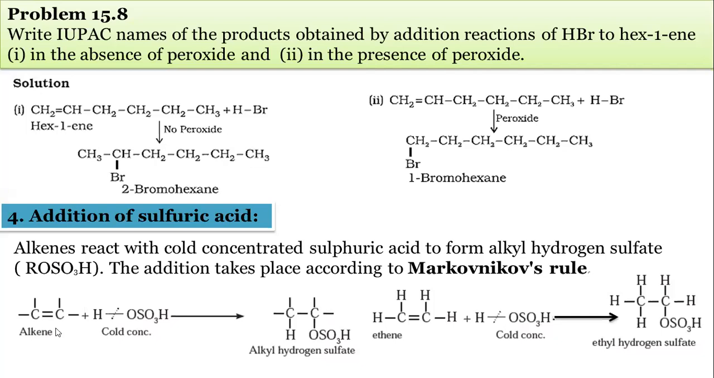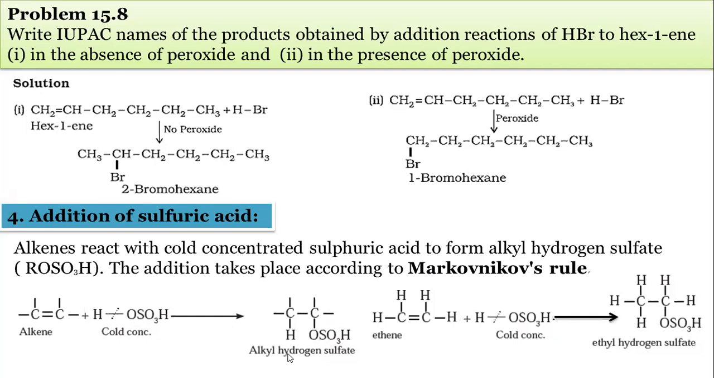Alkenes, so a general alkene is taken, reacts with cold concentrated sulfuric acid. Again, this is the negative part, hydrogen is the positive part. So here there is no problem of symmetrical alkene and unsymmetrical alkene, because this alkene is symmetrical. That's why it is shown hydrogen gets attached to this carbon, and OSO3H, this is another group which is attached to the second carbon, and we get this compound.